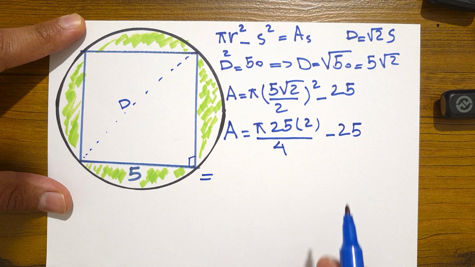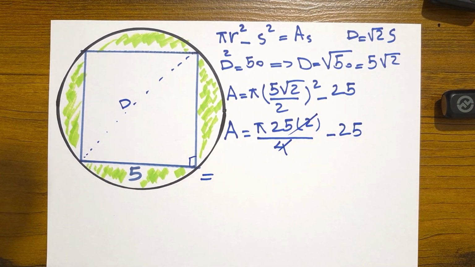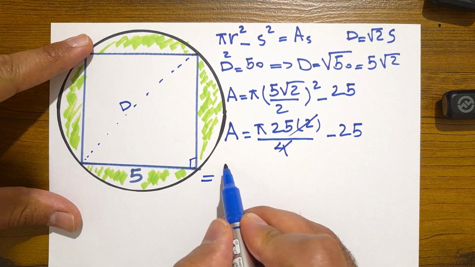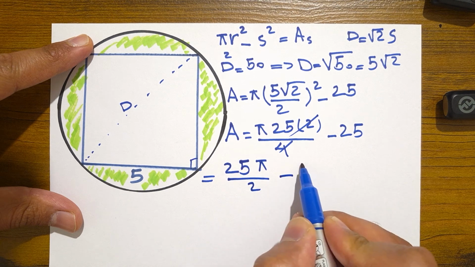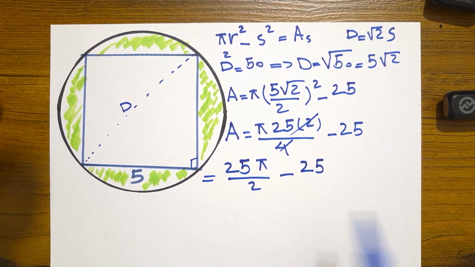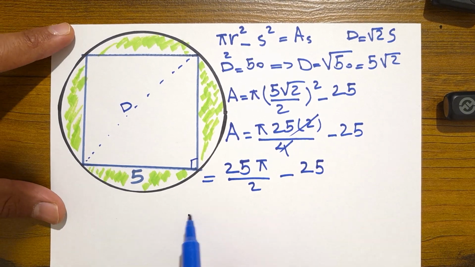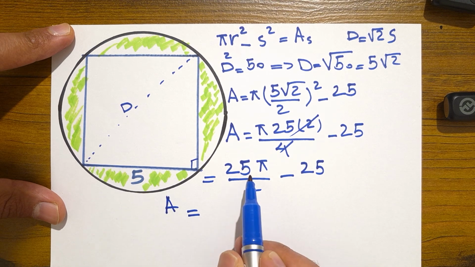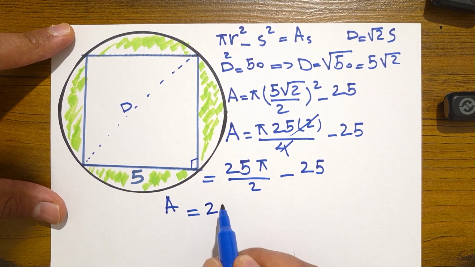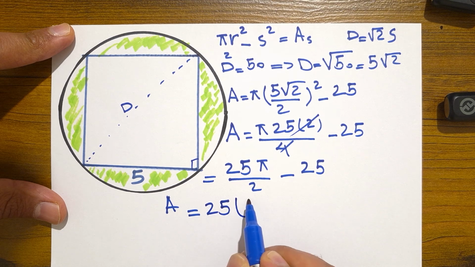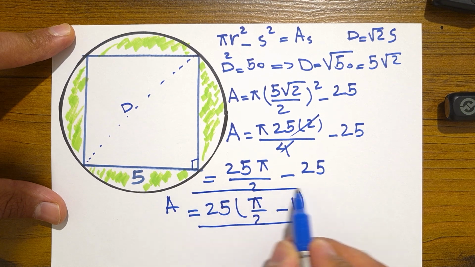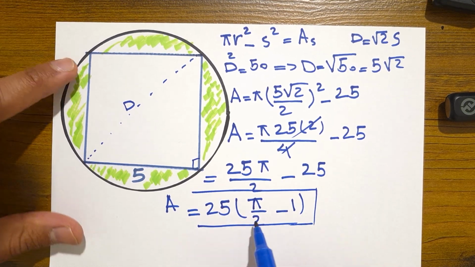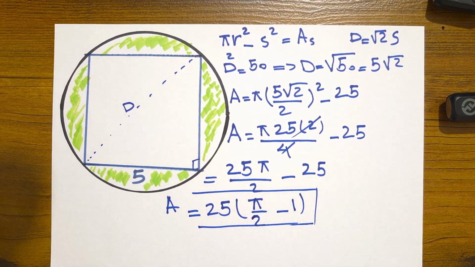Let's just simplify further, so we can cancel this 2. So that's 25 pi over 2 minus 25. Okay, that's the final answer, but I think we can simplify that one step further. So the area equals, we can factor 25 out. So 25 times (pi over 2 minus 1). So you can just tell me in the comments below how much is that and the real value. So that's the final answer.